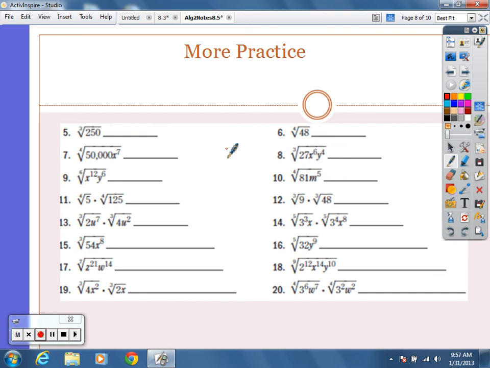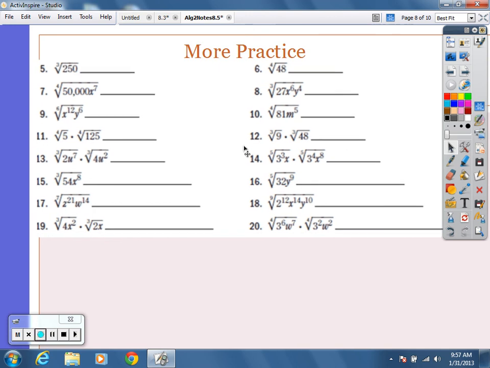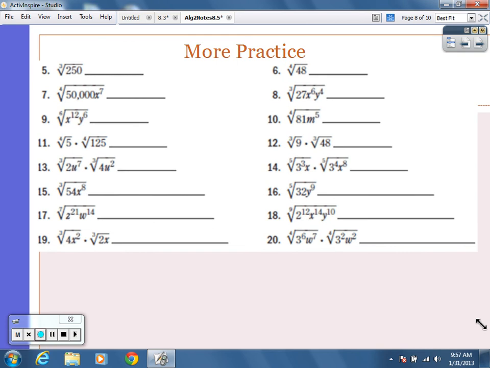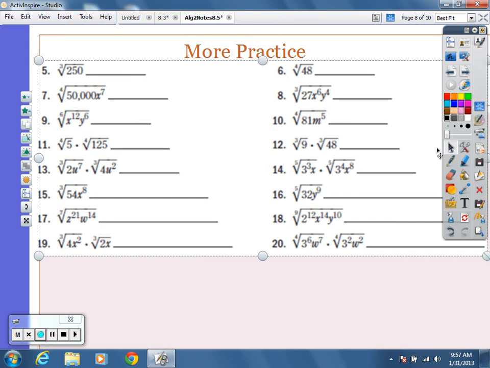Okay, more practice simplifying these roots. Some of you, this is overkill for some of you, so if you have other things you want to do, that's fine, but I would definitely at least try some of these. Make this a little bigger here. I can't make it much bigger.